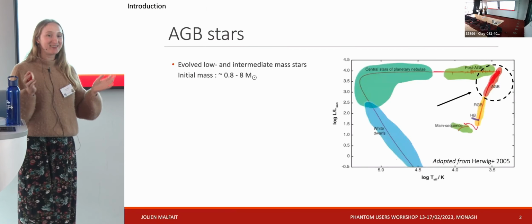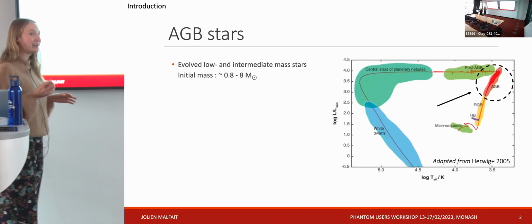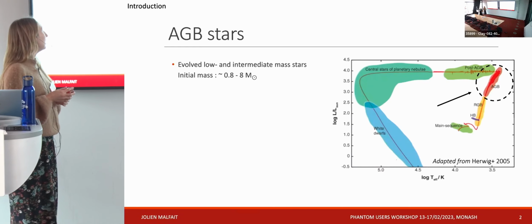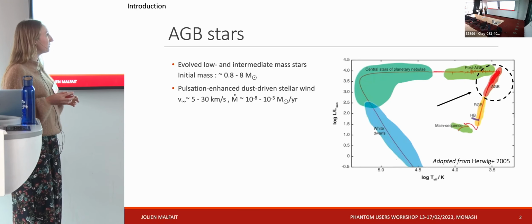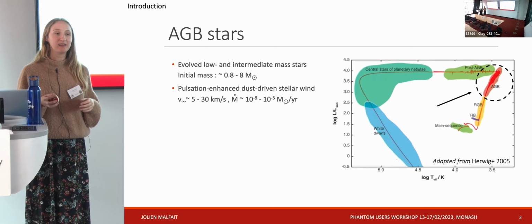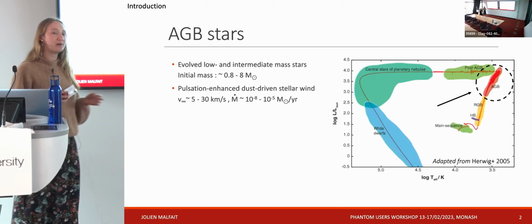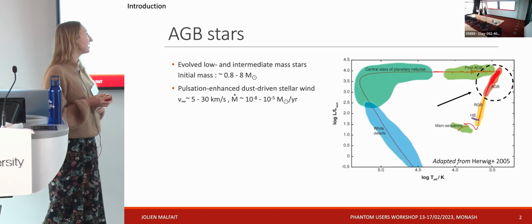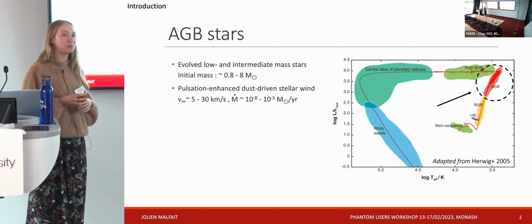So thanks to Thaisa, you already know some things about this, but I'm going to repeat a little bit. AGB stars are low to intermediate mass stars that have evolved towards the AGB phase. This means they have become red giants and they shed their outer layers through stellar winds, which have velocities up to about 5 to 30 km per second and mass rates of 10^-8 to 10^-5 solar masses per year.